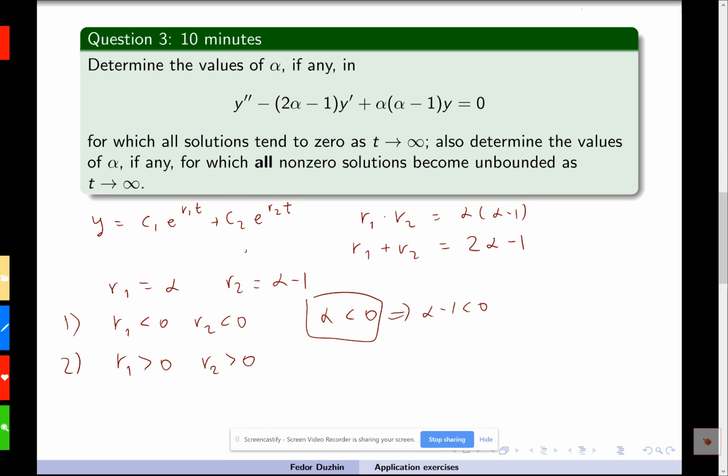But if both of them have to be positive, it means that alpha should be positive and alpha minus 1 should be positive. But if alpha minus 1 is positive, it means that alpha is bigger than 1. And of course, if alpha is bigger than 1, then in particular, alpha is bigger than 0. So the answer here is alpha is bigger than 1.